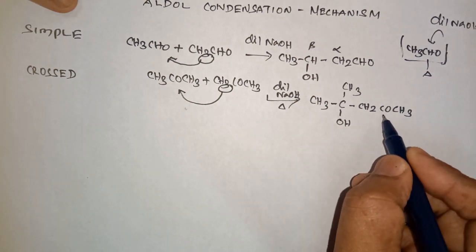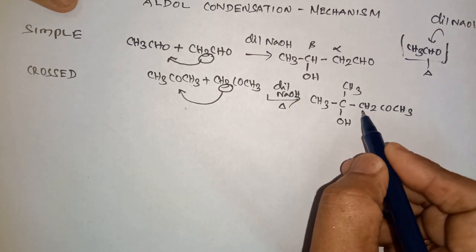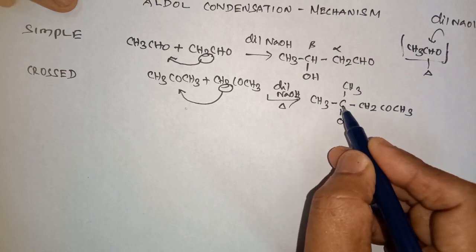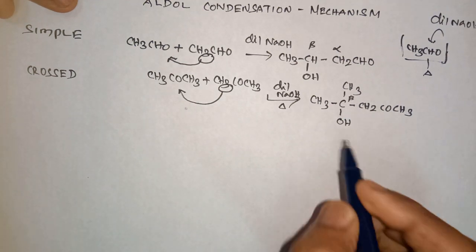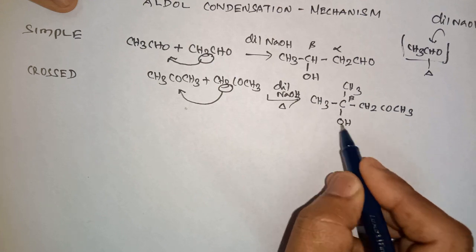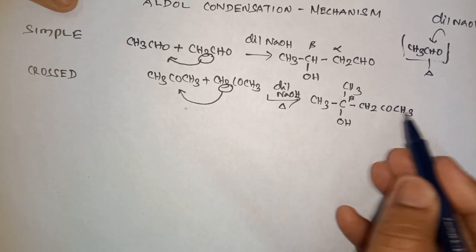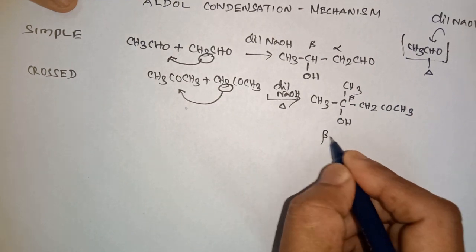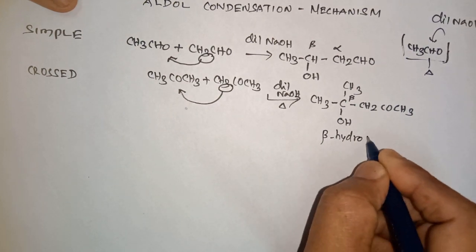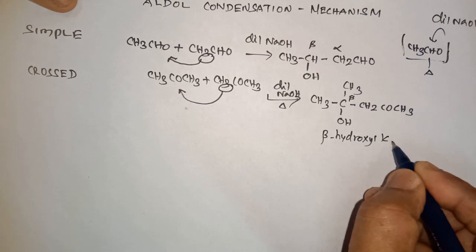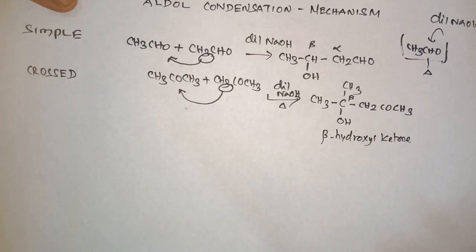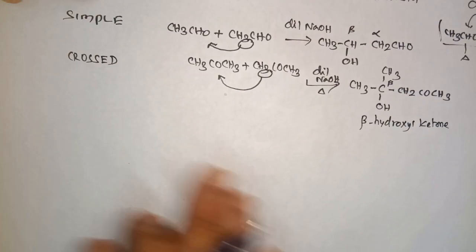Here you see, what is the name of this? This is the carbonyl functional group. So this is called alpha carbon. This is called beta carbon. So on the beta carbon OH is attached. So it is called beta hydroxy ketone. It is named beta hydroxy ketone.